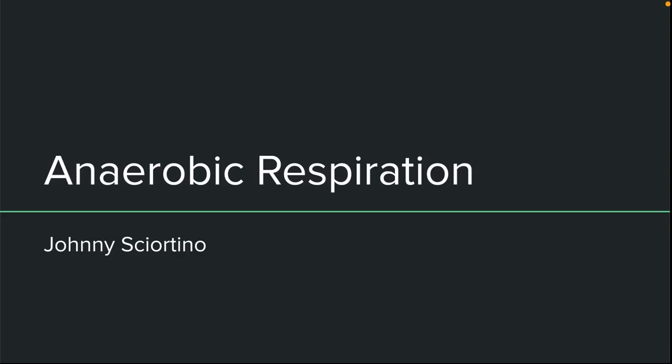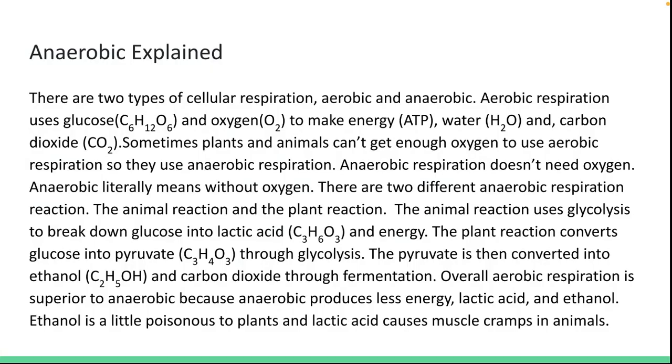My presentation is on anaerobic respiration. Anaerobic explained. There are two types of cellular respiration, aerobic and anaerobic. Aerobic respiration uses glucose, C6H12O6, and oxygen, O2, to make energy stored as ATP, water, H2O, and carbon dioxide, CO2. Sometimes plants and animals can't get enough oxygen to use aerobic respiration, so they use anaerobic respiration.